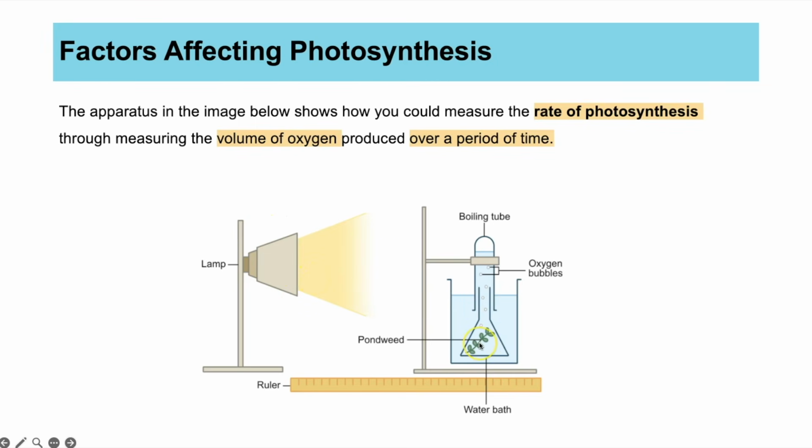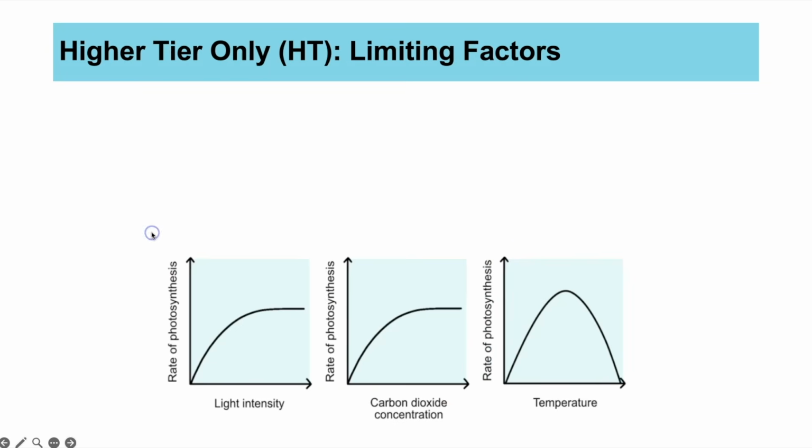So we can see we've got our setup. Our pond weed would be photosynthesizing. The water bath is to control the temperature. And we could measure the volume of oxygen produced over a period of time when the lamp is at different distances away, and that's how we would be varying the light intensity.